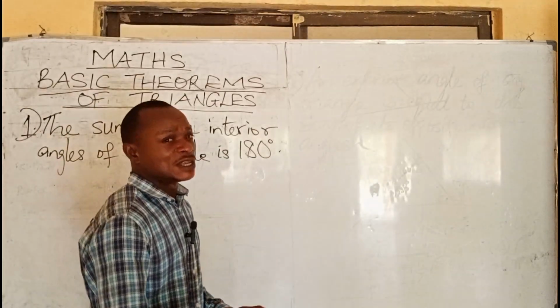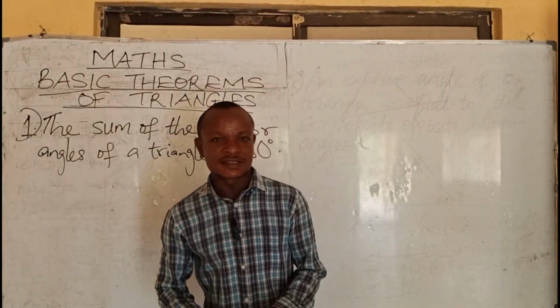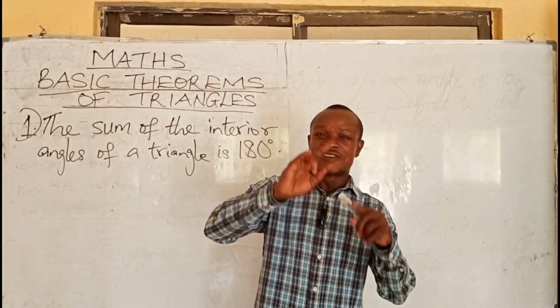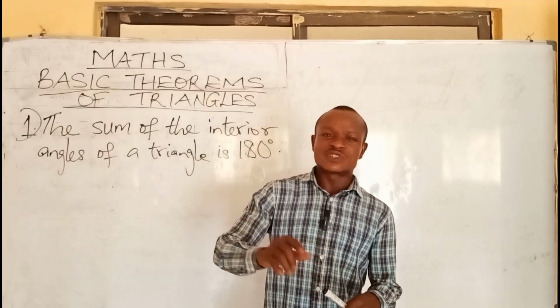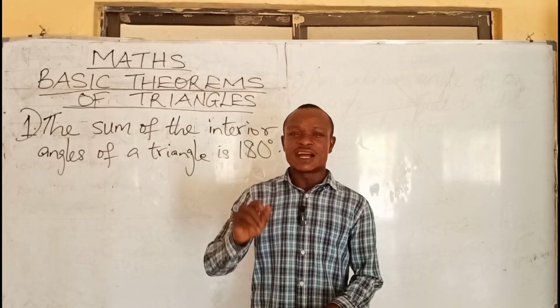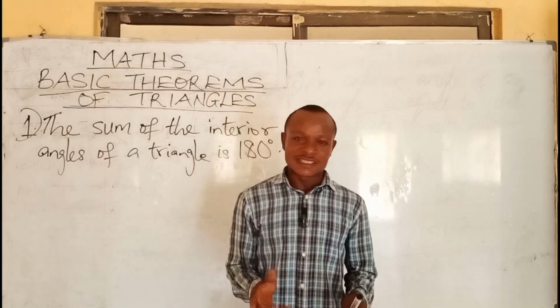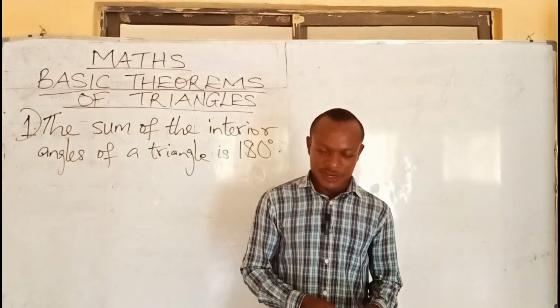A triangle is a polygon or a plane shape that is enclosed with three straight lines. That means that there are three angles inside the triangle. So what this theorem is saying is, when you add these three angles together, the answer is always 180 degrees.